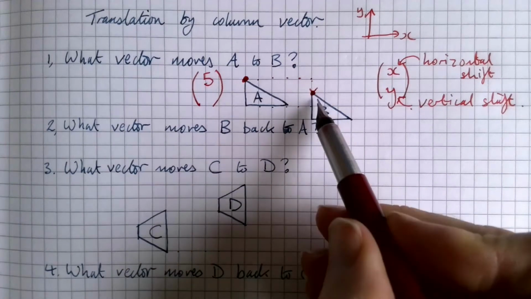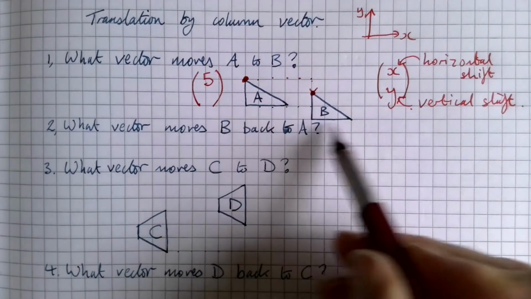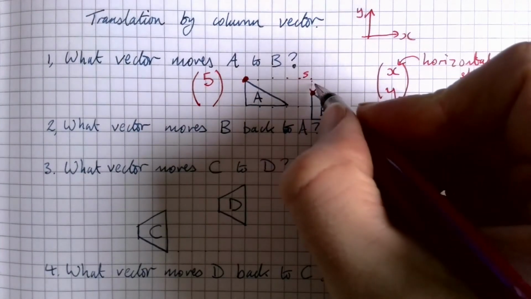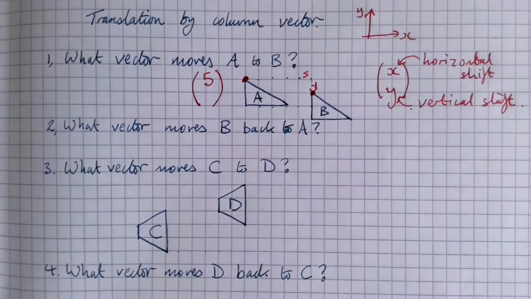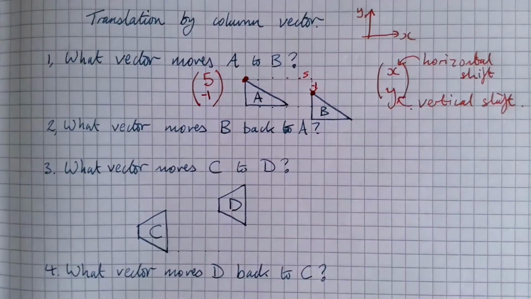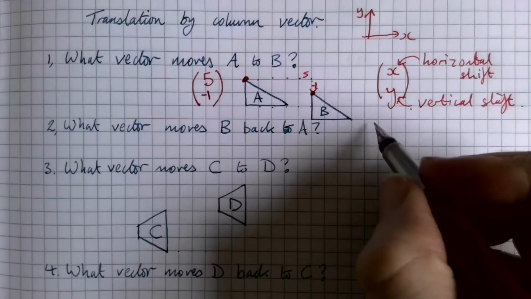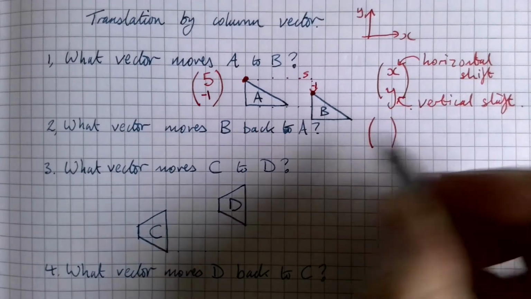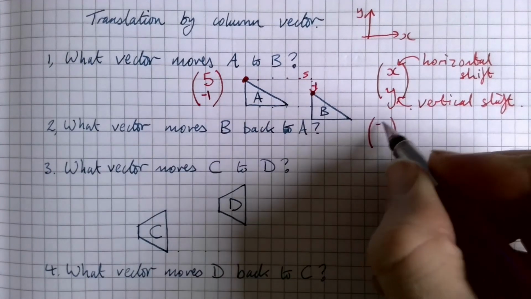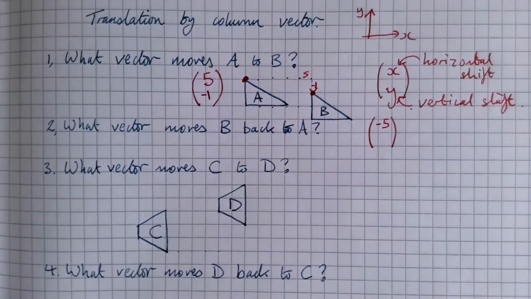Now that I've worked that out for the one part of the shape, it'll be just as true for all the other points. So I only have to count it for 1. So that's 5 along, and then it's down 1. And because it's down 1 and not up, up is positive, that's going to be my -1 there. So if that's what moves A to B, what's going to move B back to A? Well, it's going to be the same thing in reverse. We're going 5 to the left, and to the left is -5, and we're going 1 up, so that is +1.